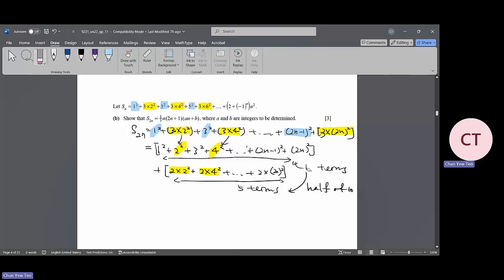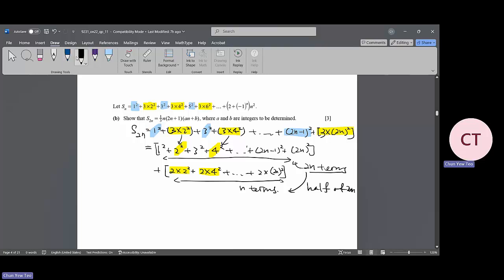how many terms do we have over here? We are supposed to have 2n terms. Half of the 2n, you get only n terms.